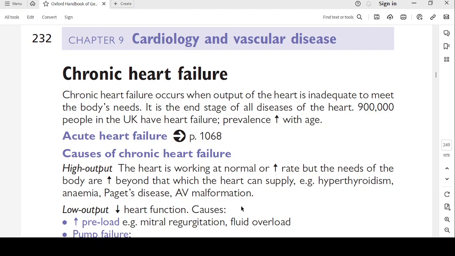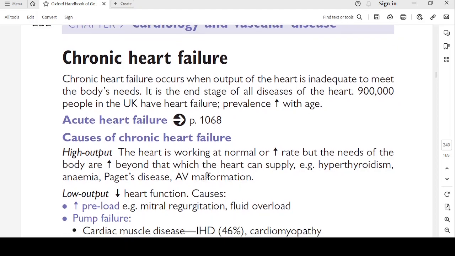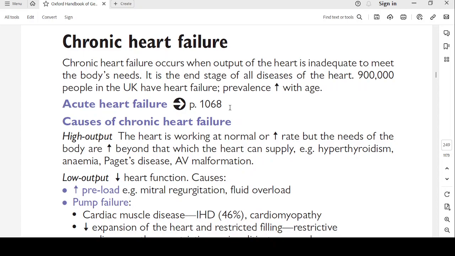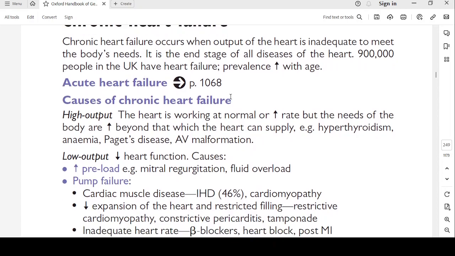Chronic heart failure. Chronic heart failure occurs when output of the heart is inadequate to meet the body's needs. It is the end stage of all the diseases of the heart. Nine lakh people in the UK have heart failure. Prevalence increases with age. Acute heart failure, page 1068.